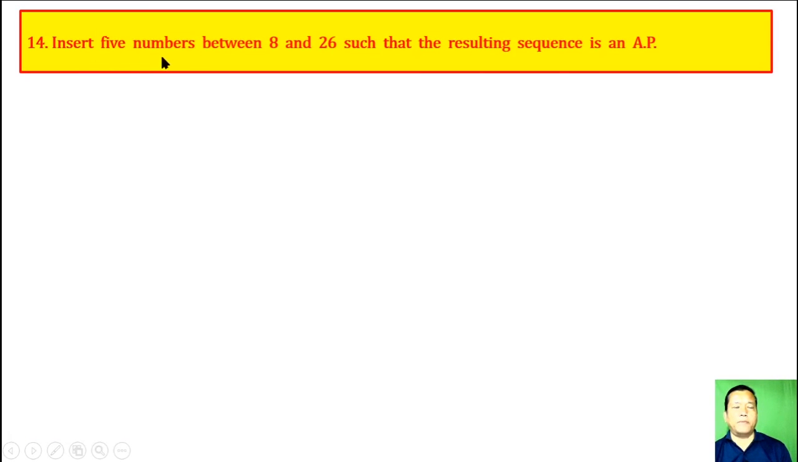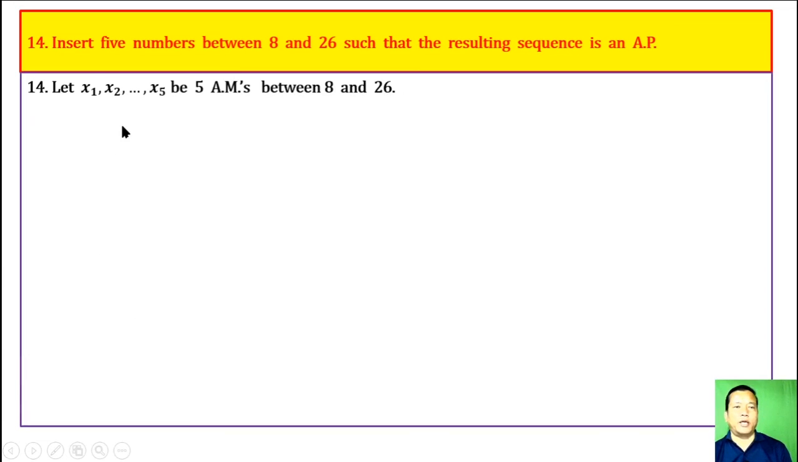14. Insert 5 numbers between 8 and 26 such that the resulting sequence is an AP. We have to insert 5 arithmetic means between 8 and 26 so that the resulting sequence is an AP. Let x1, x2, x3, x4, x5 be 5 AMs between 8 and 26. Then 8, x1, x2, x3, x4, x5, 26 are in AP.